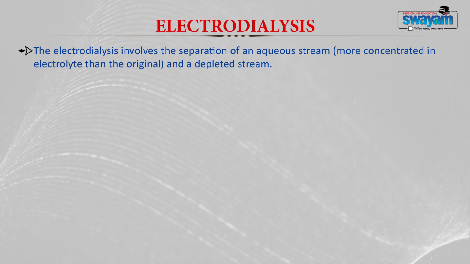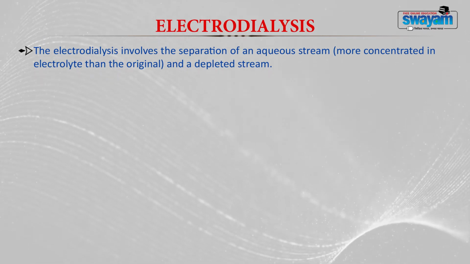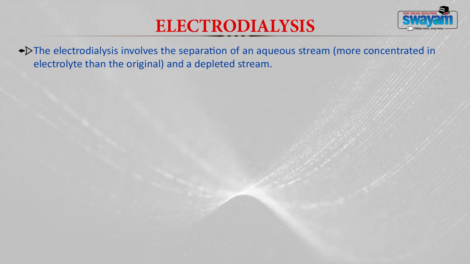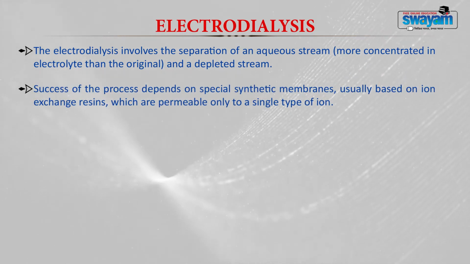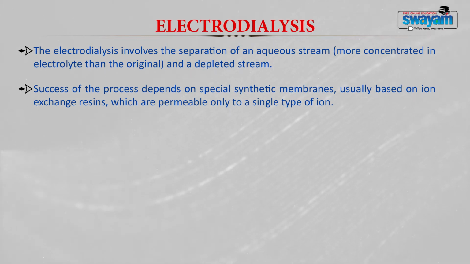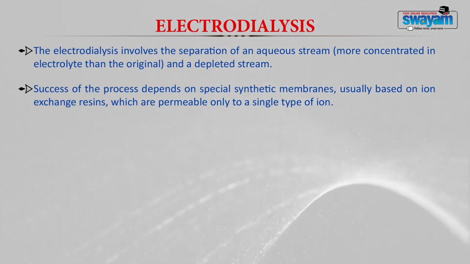Now, what is an aqueous stream? Aqueous stream is nothing but the concentrated solution or electrolyte that is original. Now, success of the process will generally depend on the special synthetic membrane which is used. This synthetic membrane will be generally permeable only to one single type of ion.